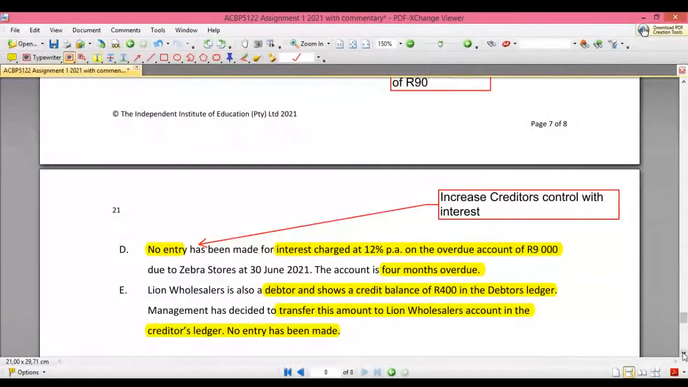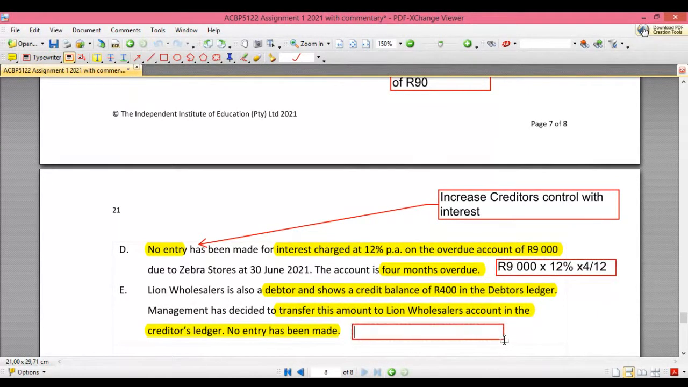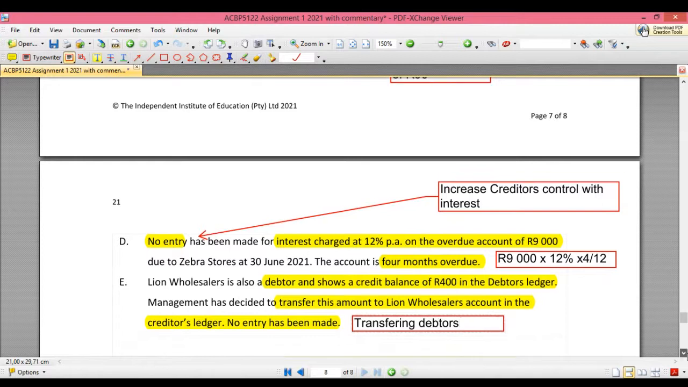Then no entry has been made for the interest charge at 12% on the overdue account, and it's for 4 months. So we calculate interest at 12%, but only for the 4 months that it's been outstanding, and you divide by 12 to work out the monthly amount. And then Line Wholesalers is a debtor and shows a credit balance. So we are transferring a debtor's balance to your creditors account.